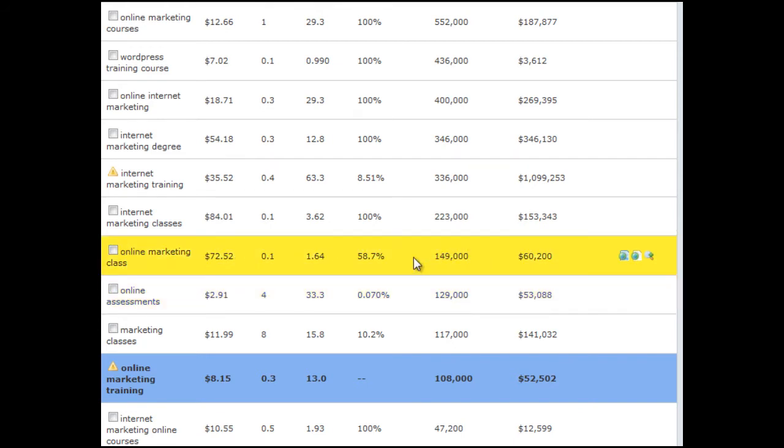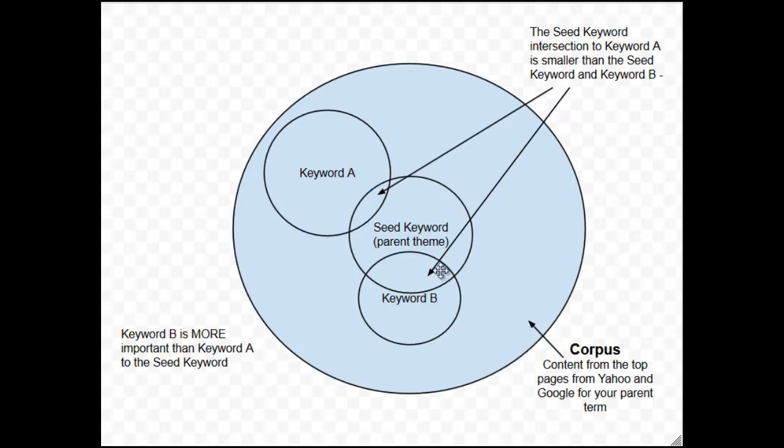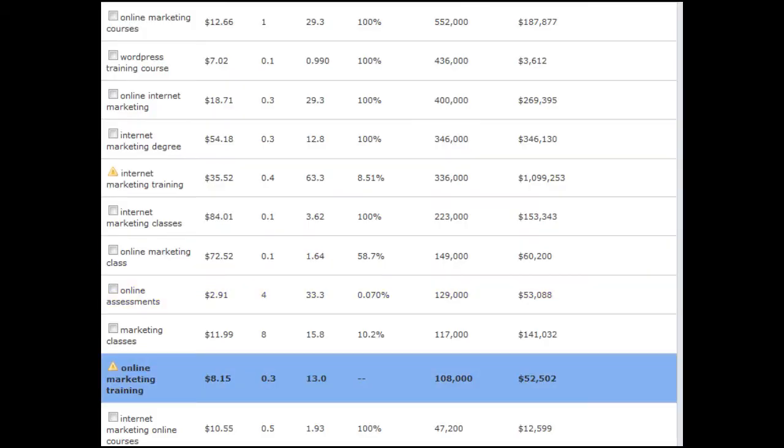It's actually a little bit bigger, but that's okay. What I wanted to point out in my illustration was that the conversation about the keyword, or the number of competing pages about the keyword, can actually be smaller, but the intersection can at the same time be larger, which means keyword B is actually more important to this theme represented by the seed term.